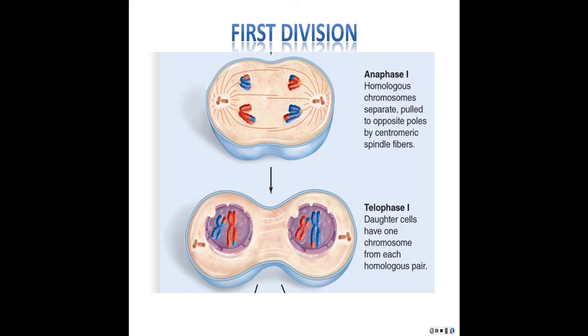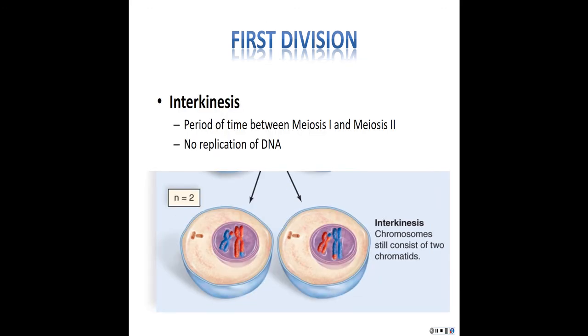All right, so again, here's anaphase 1 and telophase 1. You can see in this case the homologs separating. And this is where independent assortment really cashes in. And there's interkinesis, which is just that period of time between the first and second meioses.